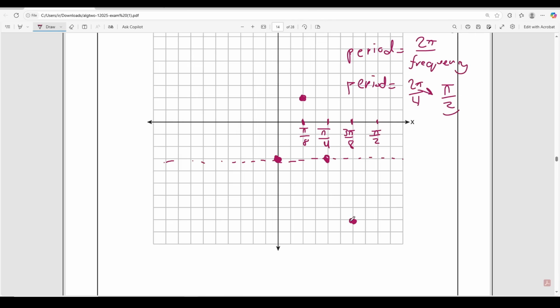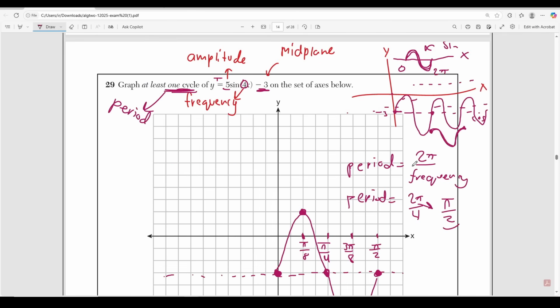Okay? And then finally, to complete the cycle, you have to go back up to your midplane, which is going to be at the end of your interval, right, or at your period, which we determined to be pi over 2. Then, to get full credit, you just connect your lines with a curved line, like so. And then that's how you get full credit on this question, okay?